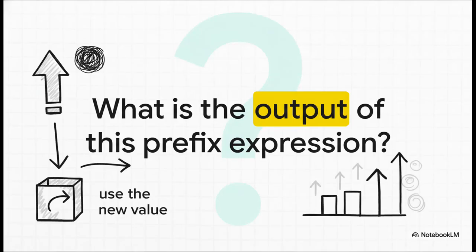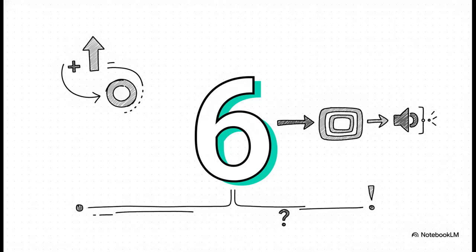Now we've switched to the prefix version. The rule here is the exact opposite. Increment first, then use the new value. And this just perfectly illustrates the difference. The variable A is first incremented to 6, and then that new updated value is used in the expression.